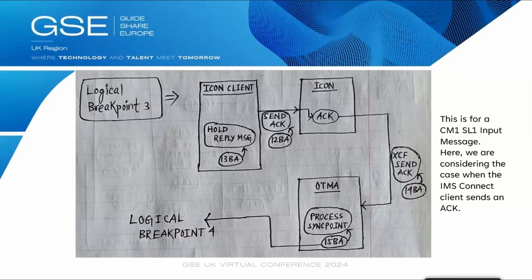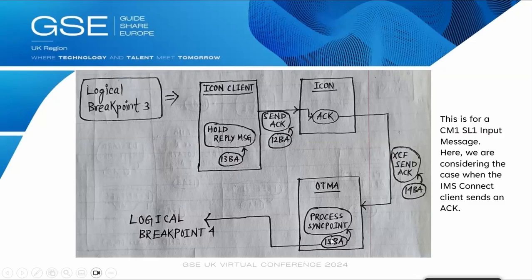Remember the deallocate confirm and deallocate abort messages. So now the IMS Connect client is waiting to see whether it receives a deallocate confirm message or a deallocate abort message, just to check if the sync point completed successfully or if there was a sync point failure. So 14BA, IMS Connect sends the ACK to OTMA. And 15BA, the sync point proceeds, OTMA starts processing the sync point. Phase 1 and phase 2 sync points begin.